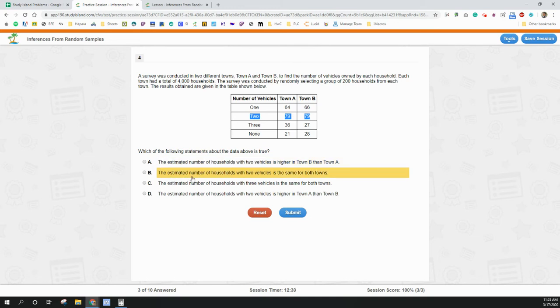B, the estimated number of households with 2 vehicles is the same for both towns. Yeah, it both says 79. Town A says 79, town B says 79 for 2 vehicles. So B should be the answer.